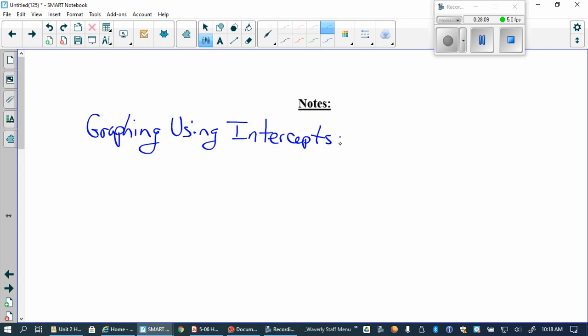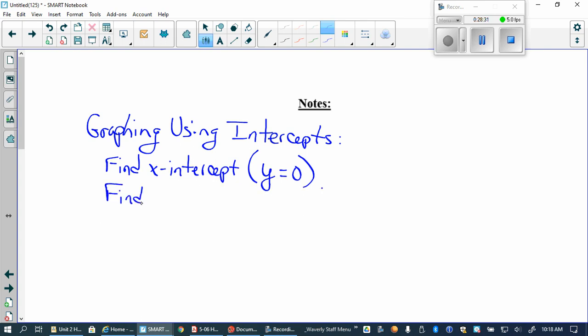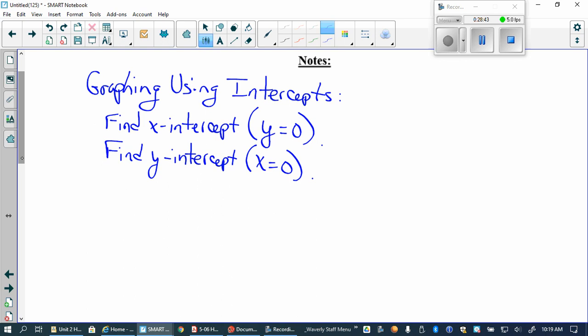So could we just plug 0 in for x and 0 in for y and get those two intercepts? Yes. So what you do is you find the x-intercept, and that's where y equals 0, yeah? And then you can find the y-intercept. That's where x equals 0, you just told me, right? And then you connect those two with a line. Let me give you an example.